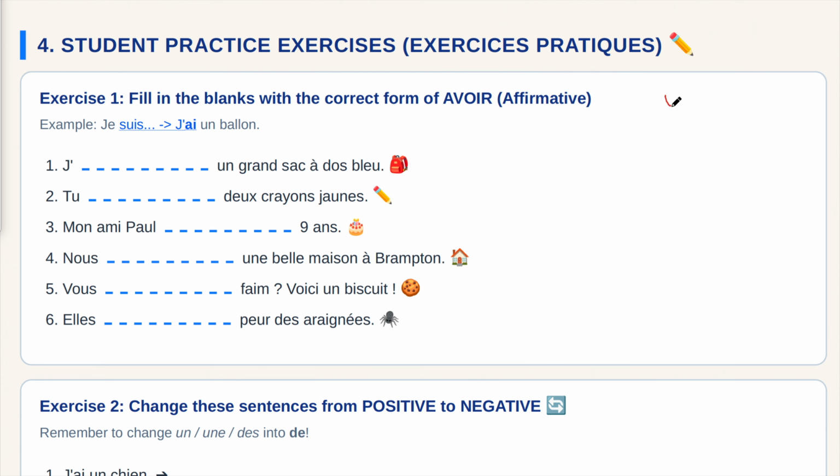So this is your practice question. You have to fill in the blanks with the correct form of avoir. D'accord? This is for the affirmative, means positive. So for example, j'ai un grand sac à dos blanc. You have to write down the avoir form here. D'accord?